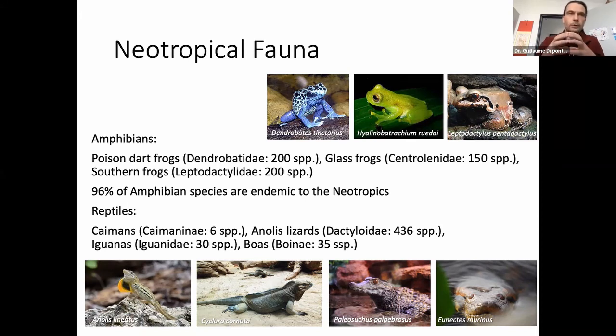And among some reptiles, which you might find cool or interesting, the caimans are endemic to the neotropics with 6 species. The Anolis lizards, one of the largest families of lizards, occur exclusively in the neotropics and a little bit in the southern coast of North America. Then you have the iguanas, here the rhinoceros iguana shown in this picture, and the boas, the subfamily Boinae, with the anaconda as an example. So a lot of endemism.